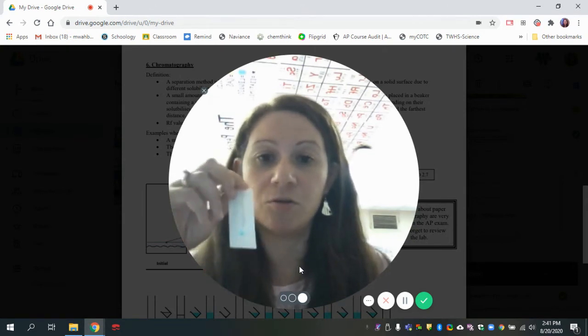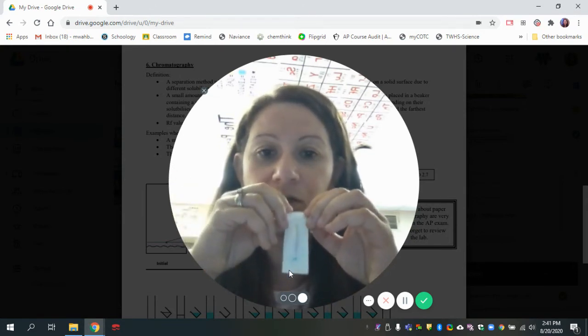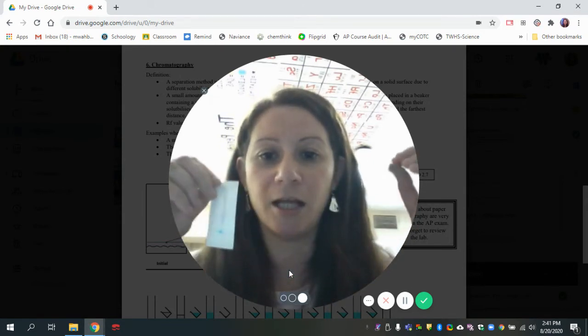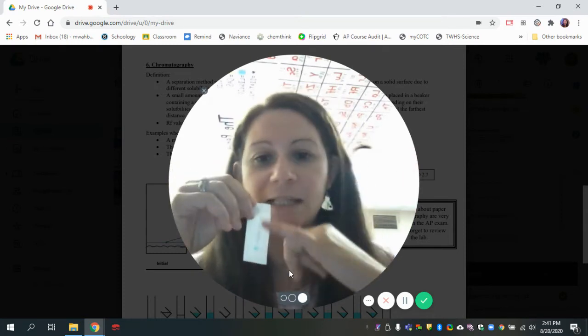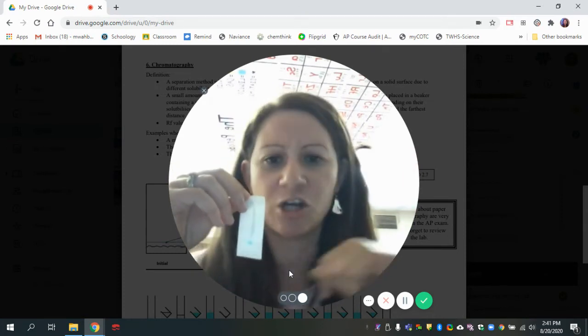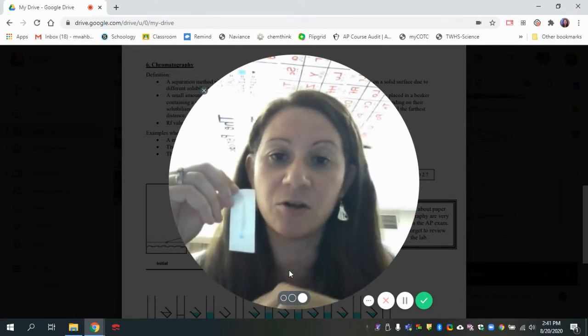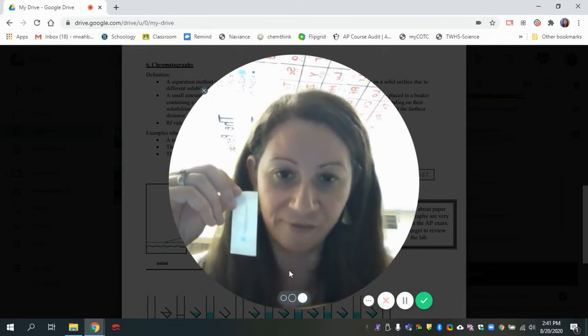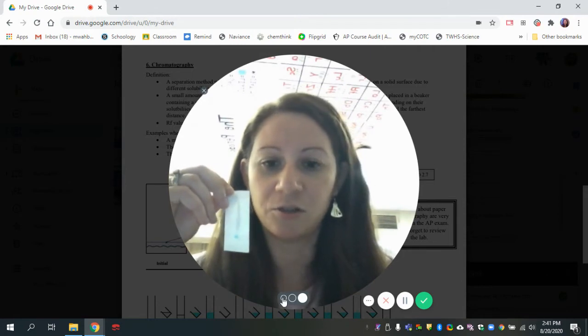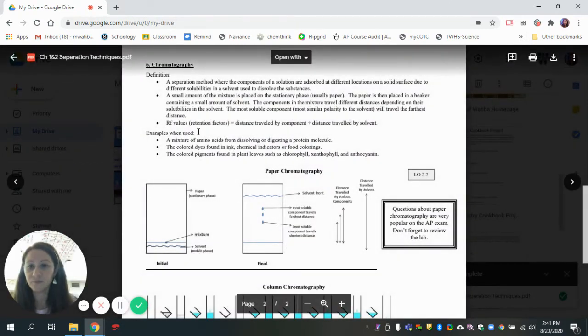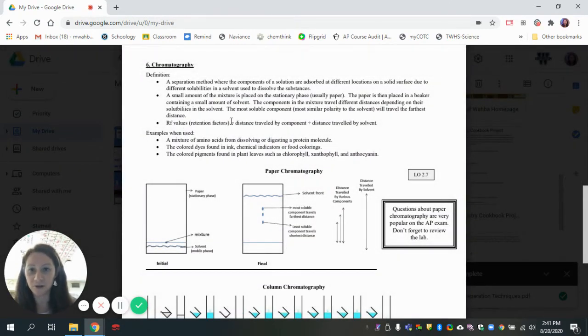You can also, if you're comparing this to a known substance, like let's say I'm trying to figure out if this mixture had caffeine in it, calculate something called the retention factor, or Rf value. So let's take a look at that. The retention factor is equal to the distance traveled by the component divided by the distance traveled by the solvent.